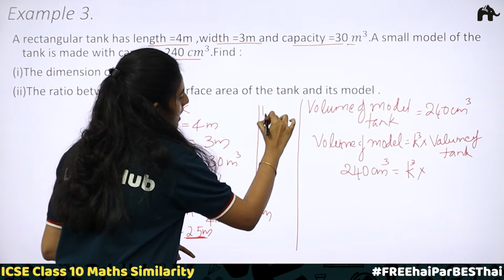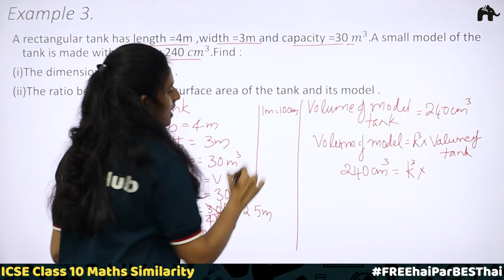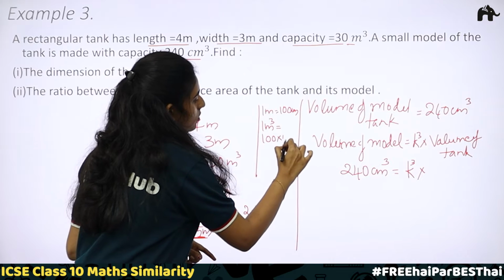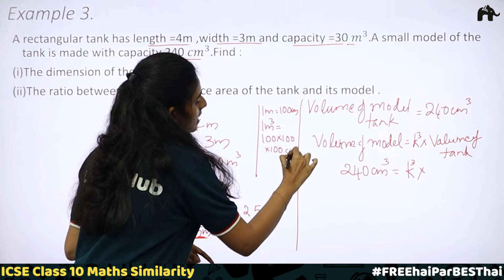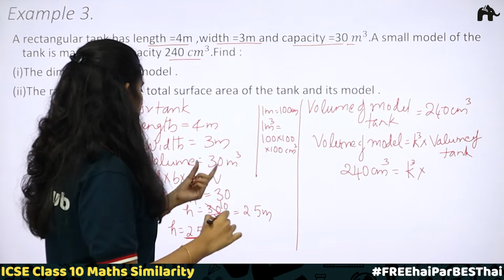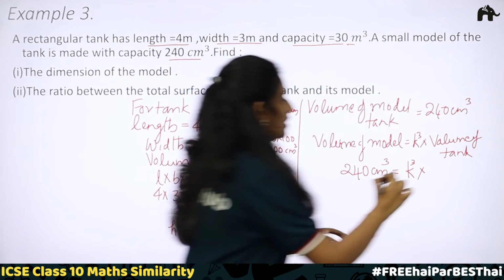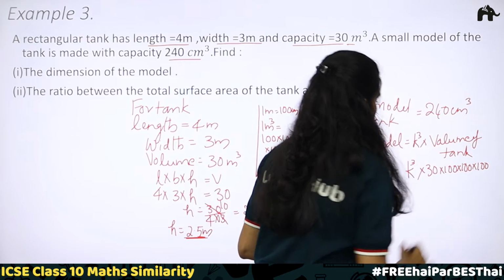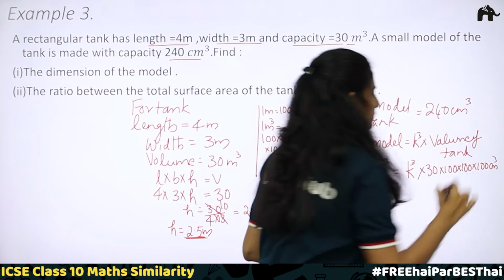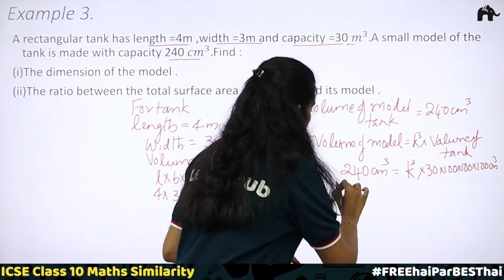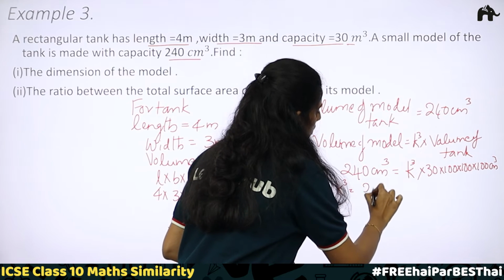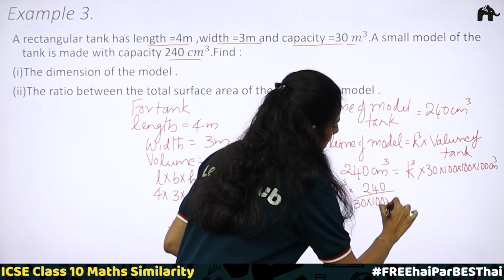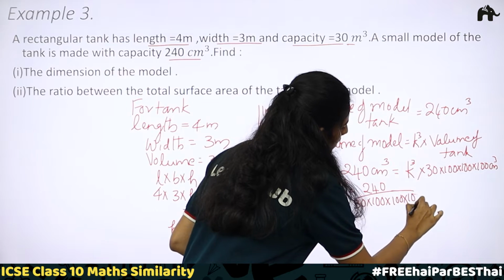Now, we have 1 meter is equal to 100 centimeter. Then what is 1 meter cube? 1 meter cube will be equal to 100 into 100 into 100 centimeter cube. We are converting to centimeter cube. Here we have 30 as the volume. 30 into 100 into 100 into 100 centimeter cube. Okay. Now, what is k cube then? k cube will be equal to 240 divided by 30 into 100 into 100 into 100.